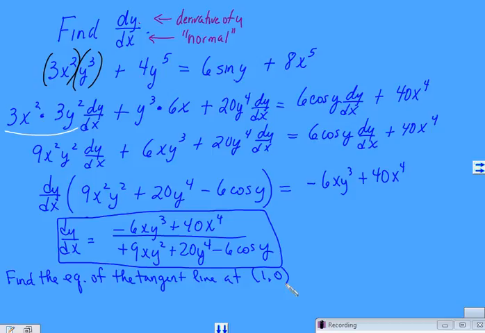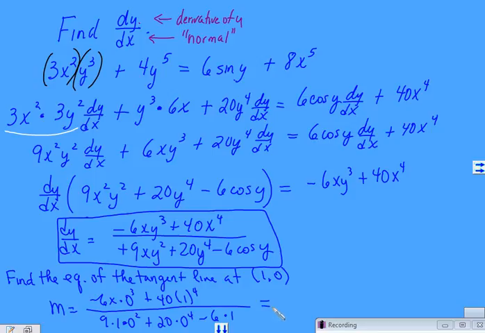Okay. Since you know it's 1, 0, you can go back in here and find the slope of your tangent line by simply filling in 1 for every x and 0 for every y. And if I do that, I'm going to have negative 6x times 0 cubed plus 40 times 1 to the fourth. We have 9 times 1 times 0 squared plus 20 times 0 to the fourth minus 6 times the cosine of 0, and we all know the cosine of 0 is 1.